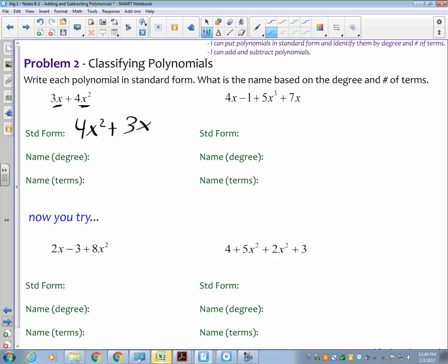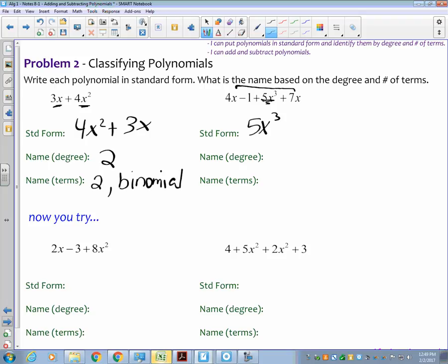The degree, that's the highest exponent, is 2. And how many terms do we have? We have 2 terms, and that is called a binomial because we ride a bicycle. Bicycle has 2 wheels, binomial has 2 terms. All right, a little bit harder here. We're going to take the third power and put it first because he's the biggest.